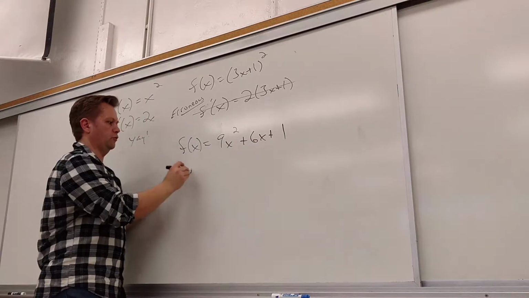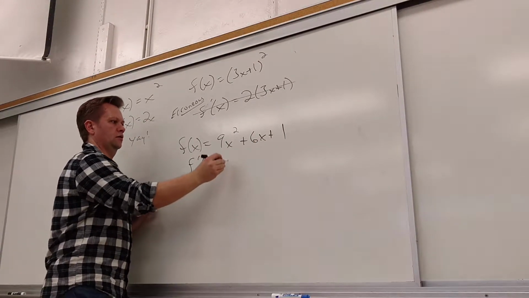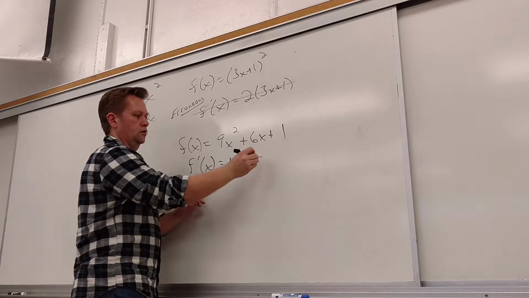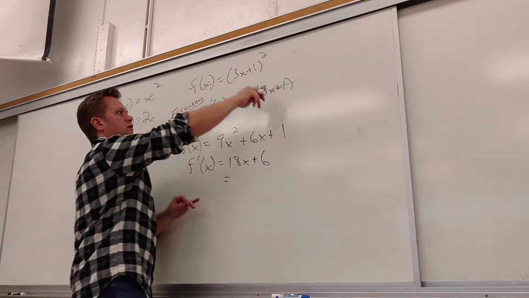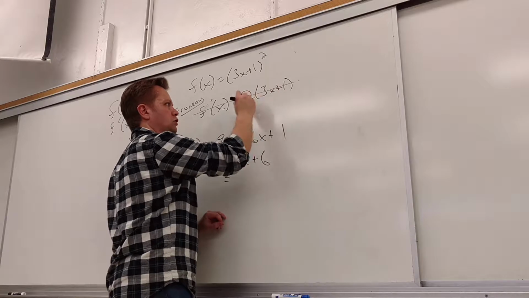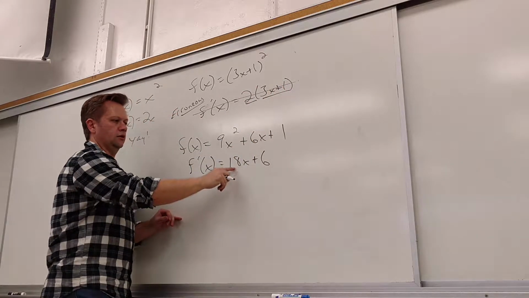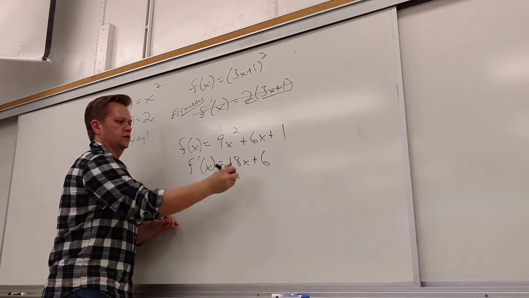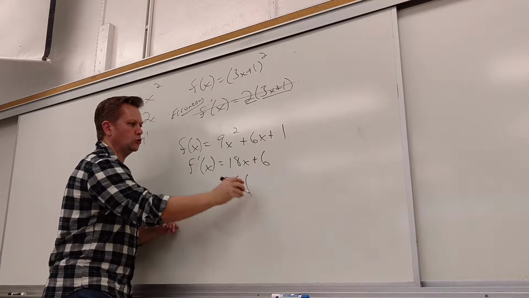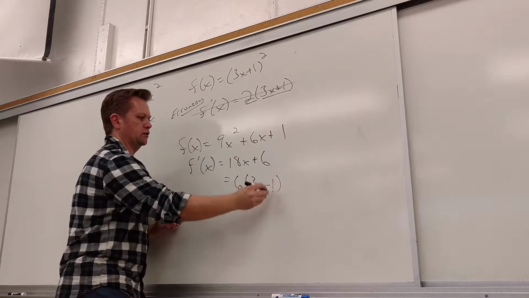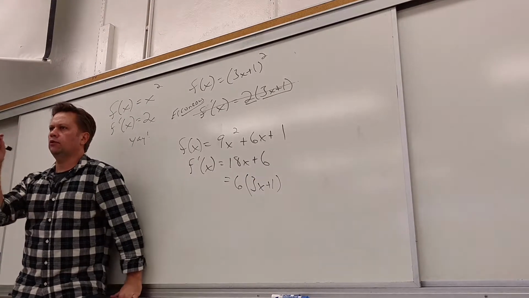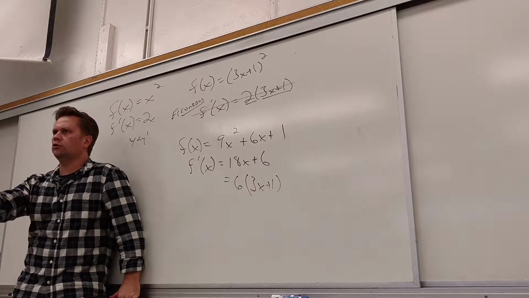I like it. And what would this guy's derivative be? 18x plus 6. And so here, I thought it was twice 3x plus 1. What can you factor out of this? 6. So the actual answer should be 6 times 3x plus 1. Really absorb what I'm saying here. Do you guys understand what's going on?